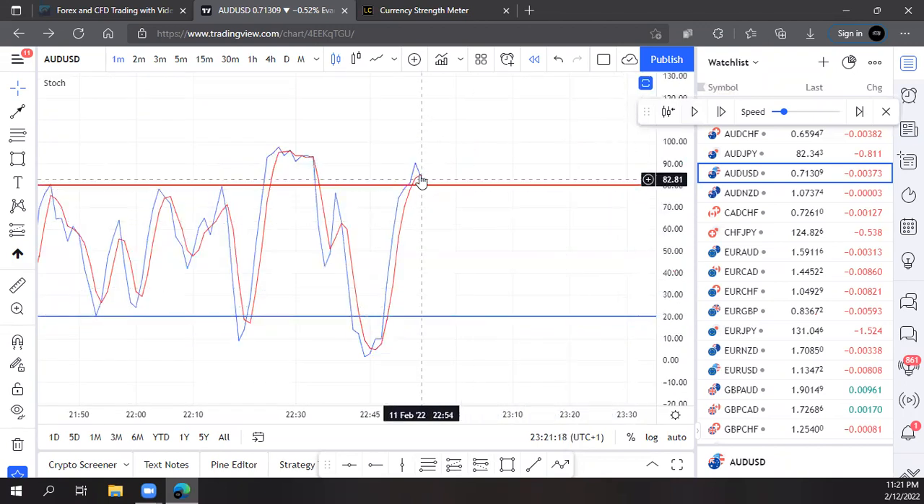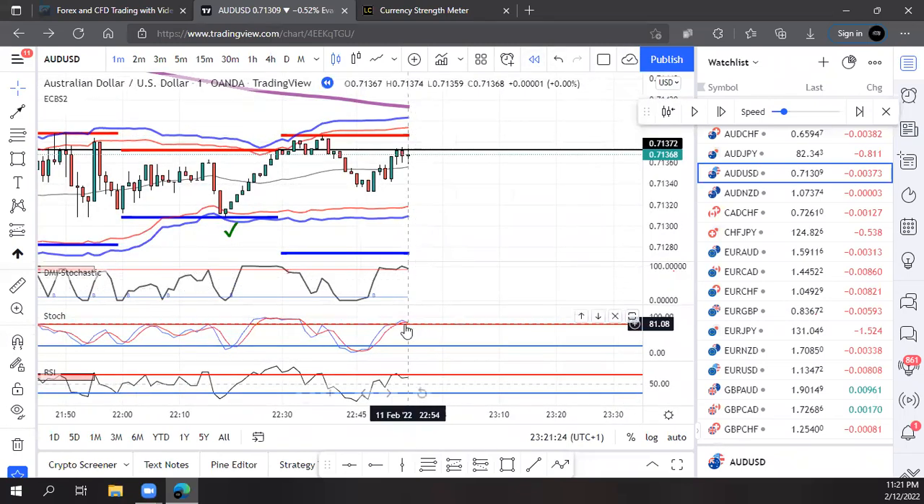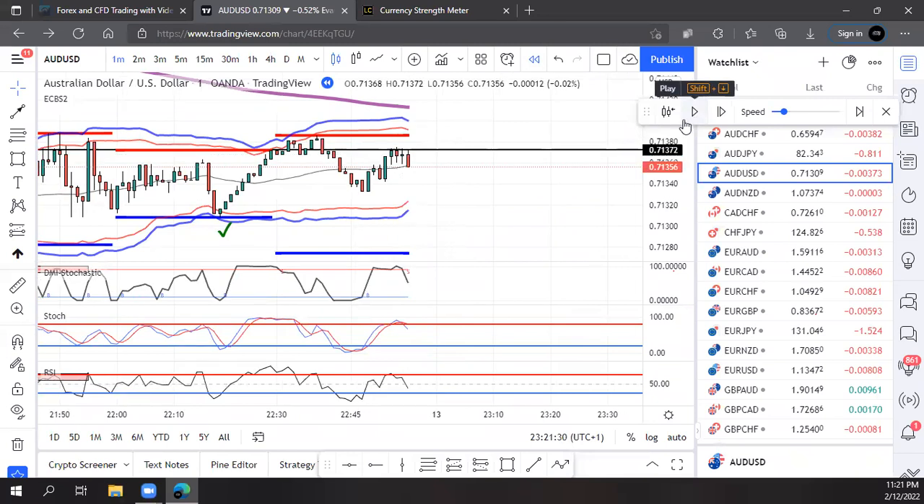Look at the stochastic on the 1 minute. Are you seeing it's about to cross? Are you seeing it's about to cross? Just look at this. Are you seeing this? Once this crosses, this is mostly what I see as a sell signal.